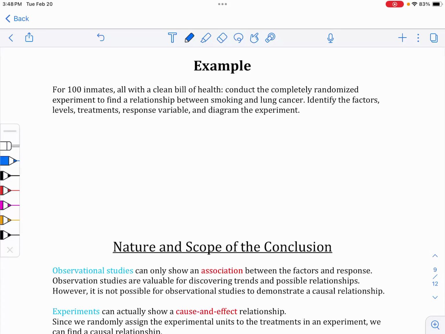Switching it up, looking at a different example. For 100 inmates, all with a clean bill of health, I want to conduct a completely randomized experiment to find the relationship between smoking and lung cancer. Identify the factors, levels, treatments, response variable, and diagram.